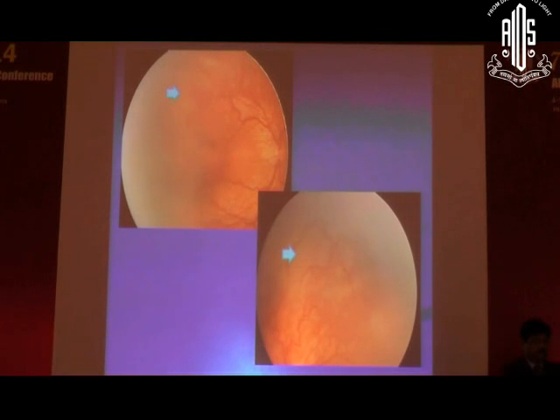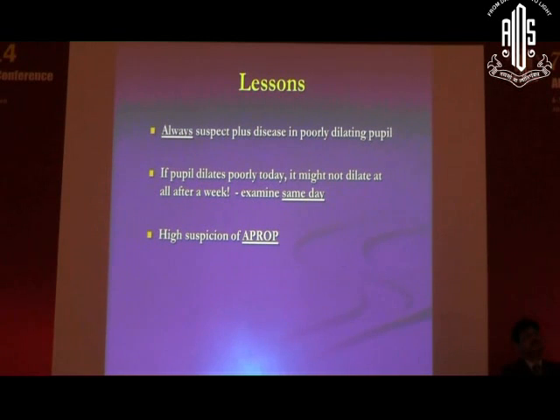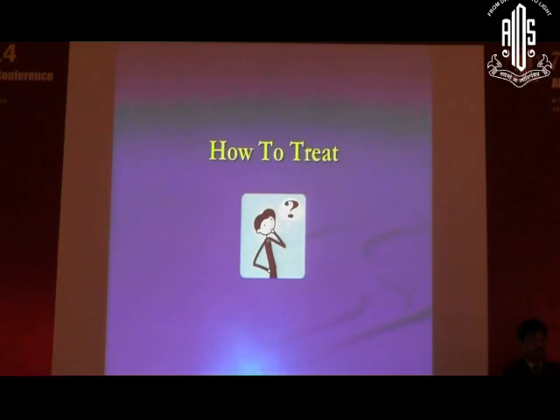This is just to show you an introduction of APRP. APRP typically looks like this, where at the junction you don't see stage 2 or 3, no demarcation line, no demarcation ridge. But what you notice is that the plus disease, that is the dilation of posterior vessels, is out of proportion to the severity you see at the junction. If you have a closer look at the bottom right photo, you will appreciate that there are irregular areas behind the ridge as well. The color of this part matches the color of this part, and these are all irregular areas. So all this suggests plus disease. The pupil dilates well today, it will not dilate at all after 1 week. So you have to examine the babies the same day and always have a high suspicion of APRP.